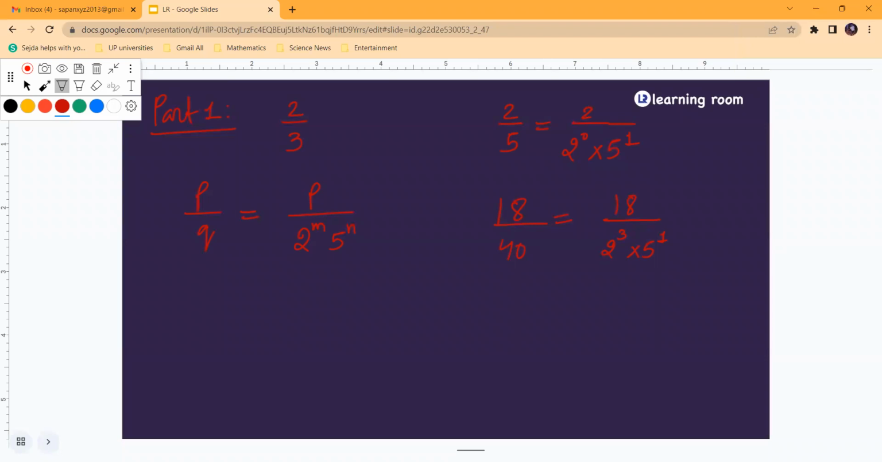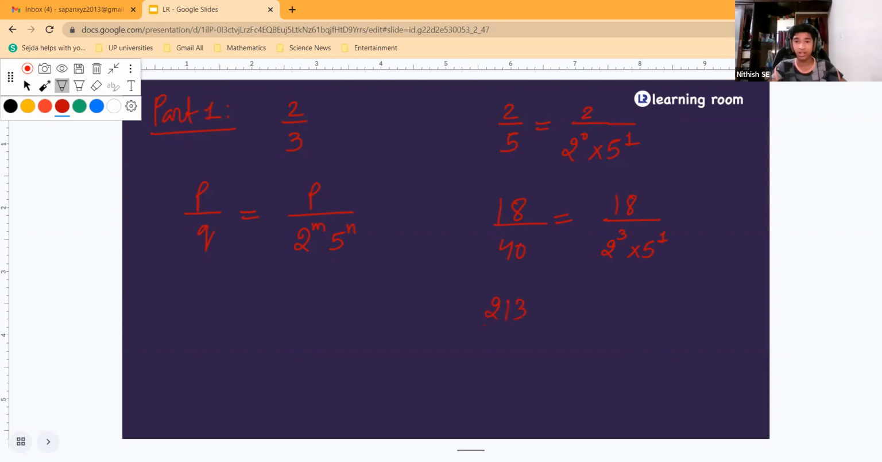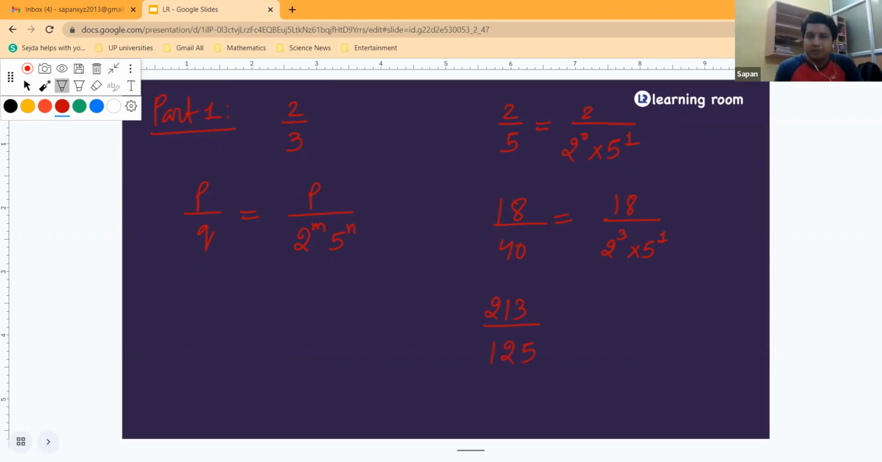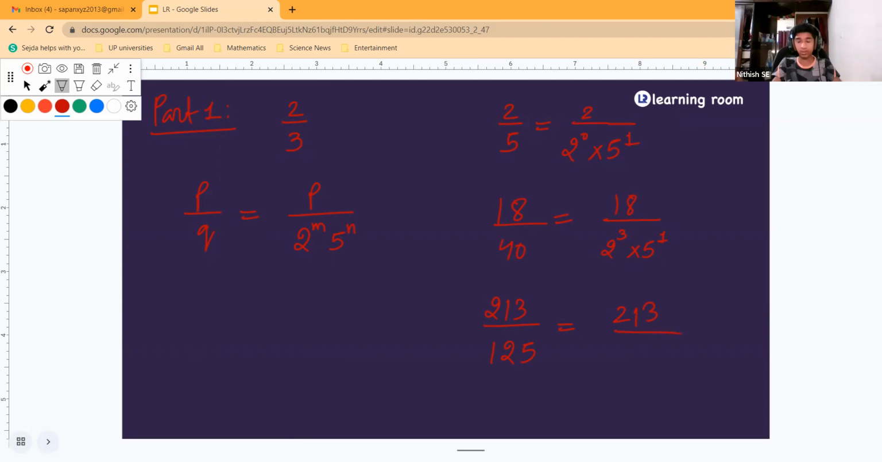See, 2 to the power of m, m can be anything. I can write 2 raised to 2 into 5 raised to 2. Another number is 213 divided by 125. How to write it? 213 divided by 2 raised to 0 into 5 raised to 3. Yes.